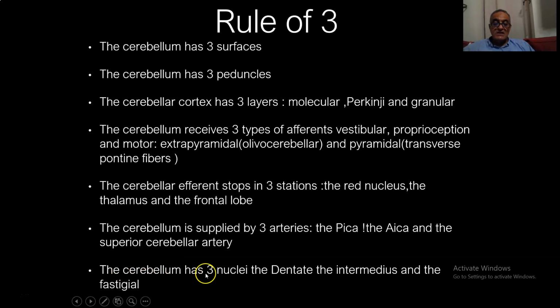The cerebellum has three nuclei. Central, in the parenchyma of the cerebellum, there is the dentate nucleus, which is the most important and the biggest, and which is the cornerstone in many of the cerebellar connections. We have the nucleus intermedius and the fastigial nucleus.